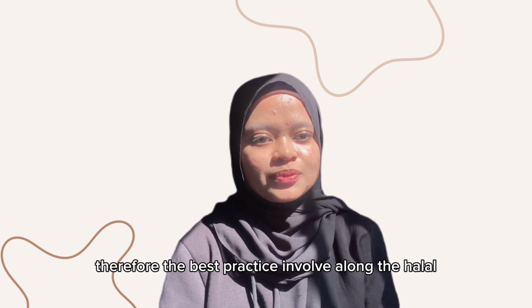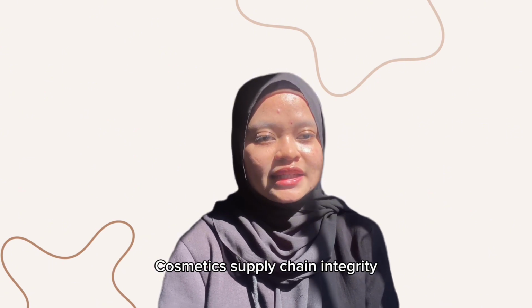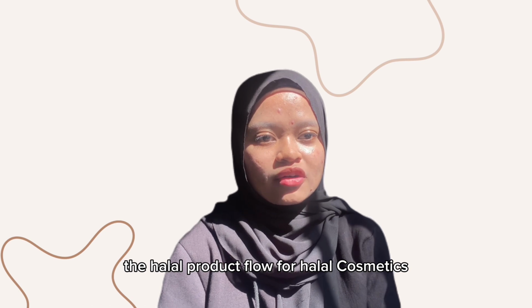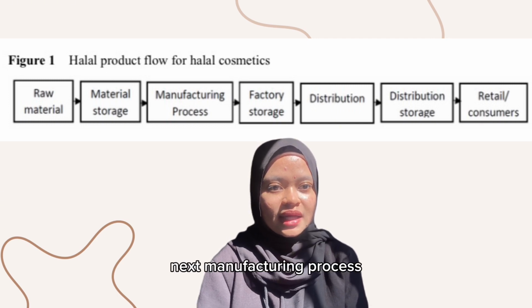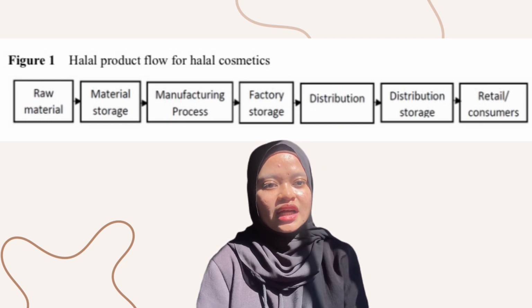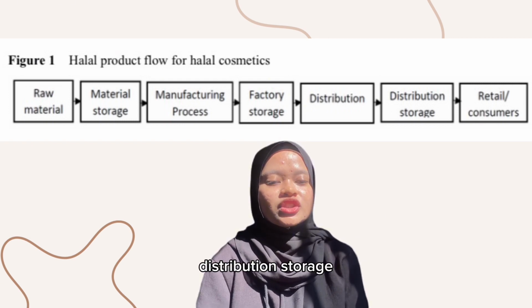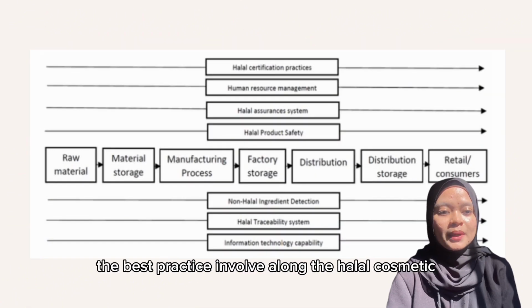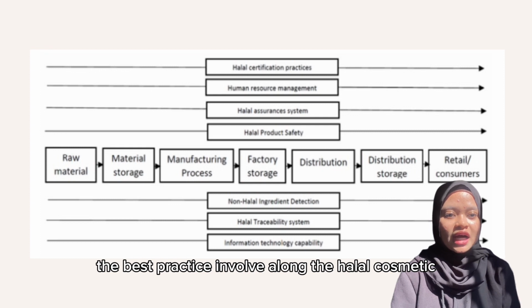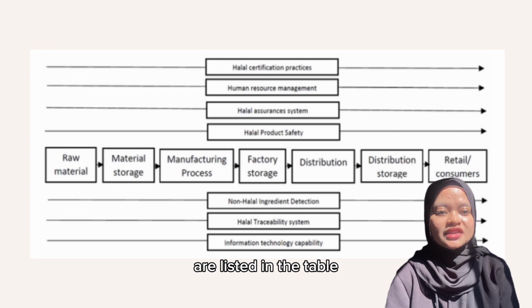Therefore, the best practices are involved along the halal cosmetic supply chain integrity. The halal product flow for halal cosmetic: first, raw material; second, material storage; next, manufacturing process; next, factory storage; distribution storage; and last, retail or consumers. The best practices involved along the halal cosmetic supply chain integrity are listed in the table.